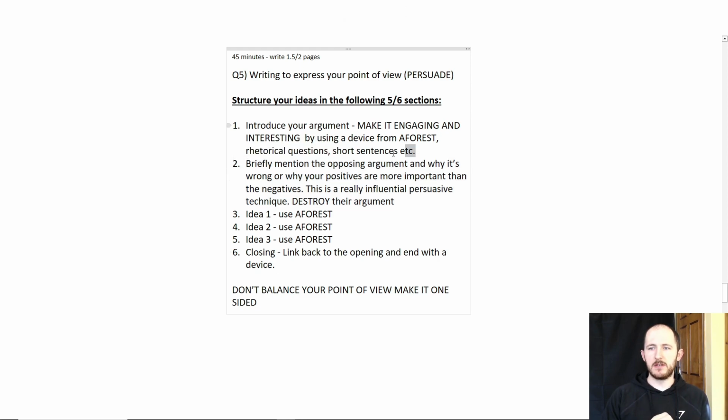So 1, you want to introduce your argument. Again, with question 5, if you remember what I said, the most common thing is they don't seem to answer the question. With question 5, the most common kind of examiner response is that it's not clear if they're for or against whatever the topic is. So, how do you fix that? Well, how about this? You have a short introduction where you say, I will be arguing against this.